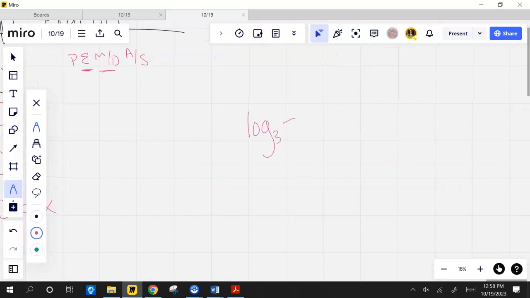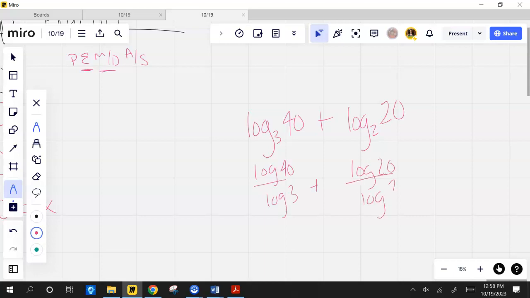Log base 3 of 40 plus 20? Oh, you just do log 40 over log 3 plus log 20 over log 2. Yes, you would have to. You can only condense them that way if they have the same base. And since those have different bases. What else?